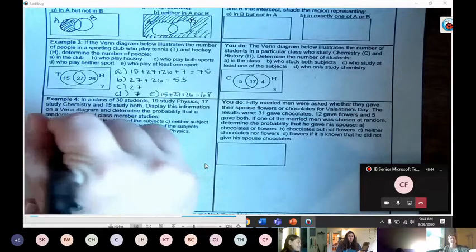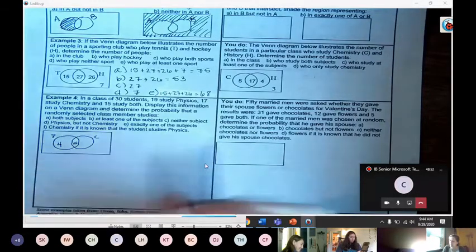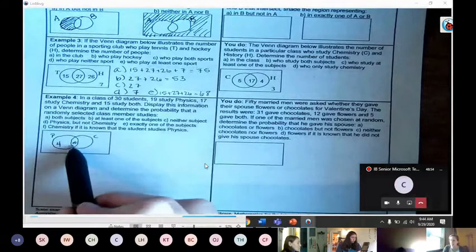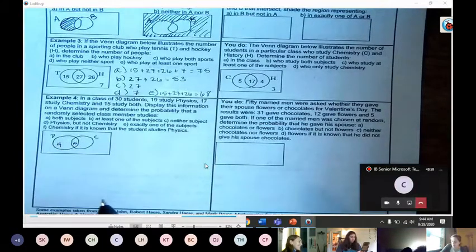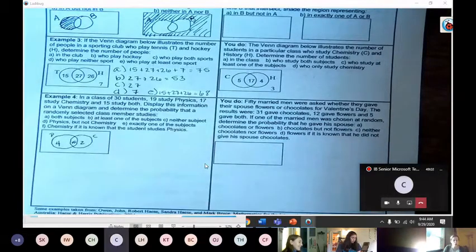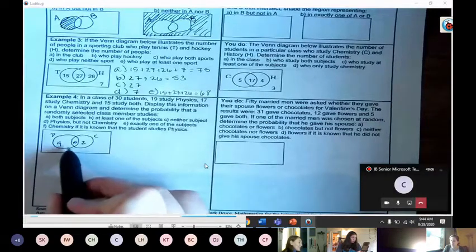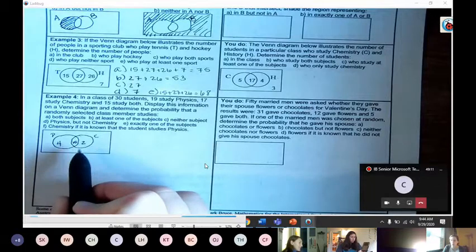Good job. Okay, it says 17 study chemistry. If 15 of those 17 are in the intersection, how many are going to be right here? 2. Good, perfect, thank you. And then it said there were 30 total students. So let's add up what we have right here. We have 15 plus 4 is 19, plus 2 should be 21.